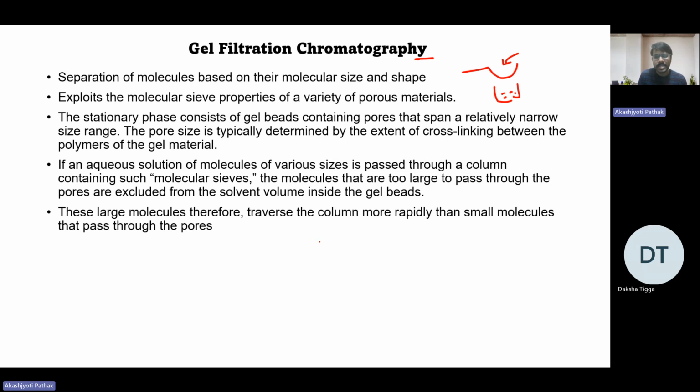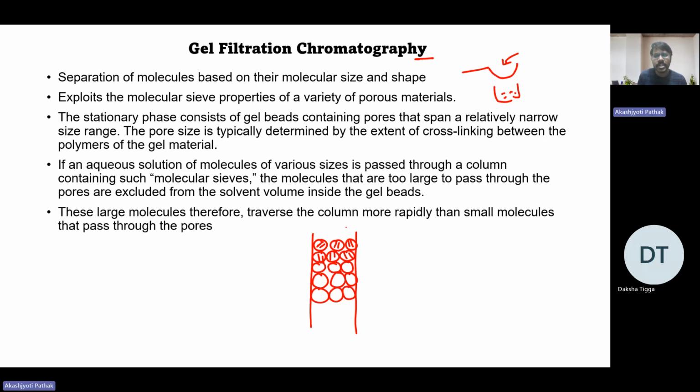Now what happens in this gel filtration chromatography? We use a column, and this column has beads. There are different types of columns, and different types of columns have different sizes of beads. Now these beads have pores inside them. There are different types of columns which are commercially available, and each of these columns will have beads, and these beads have pores.